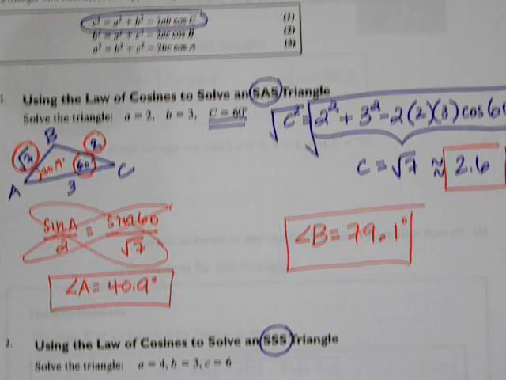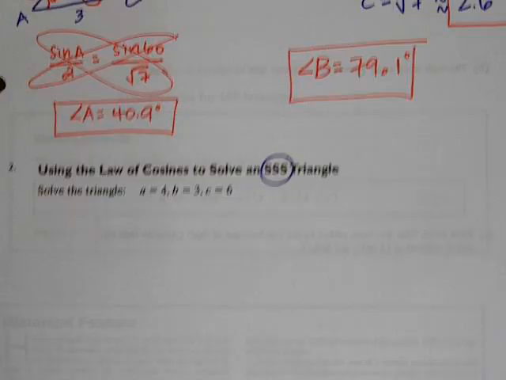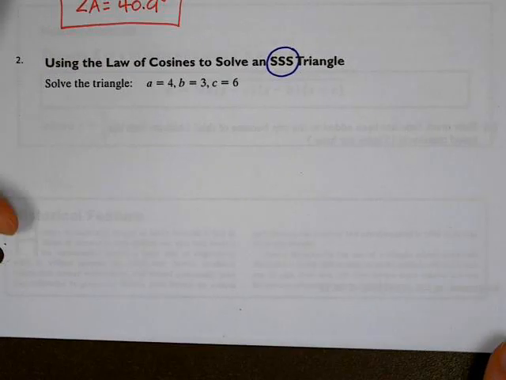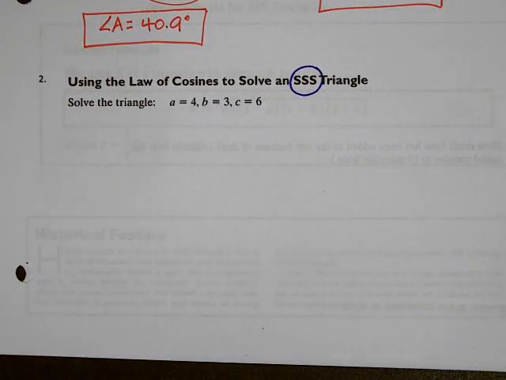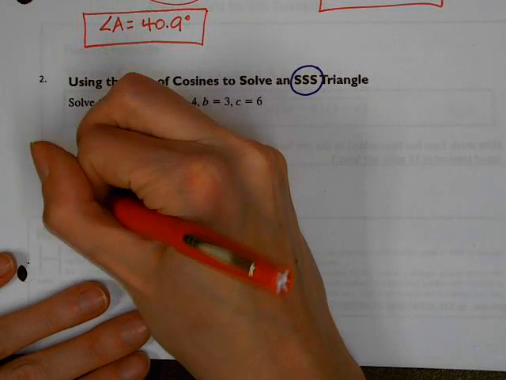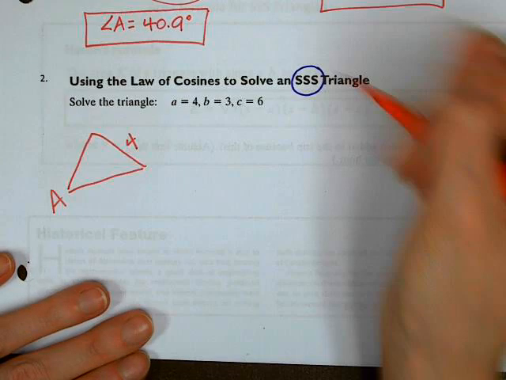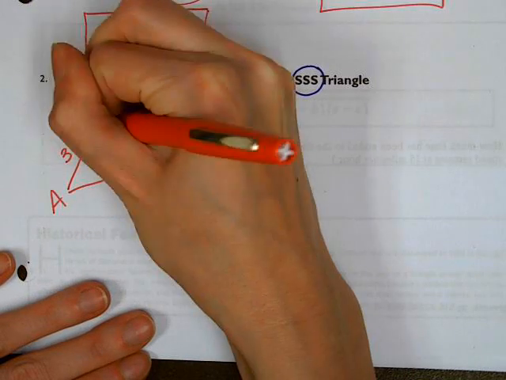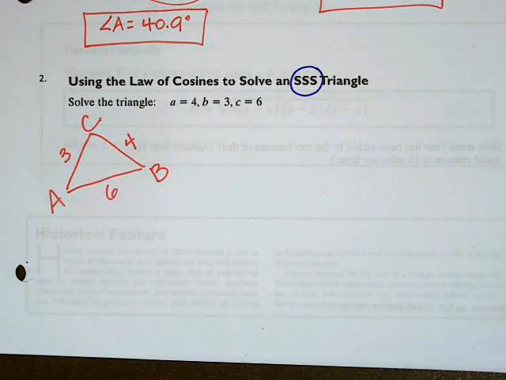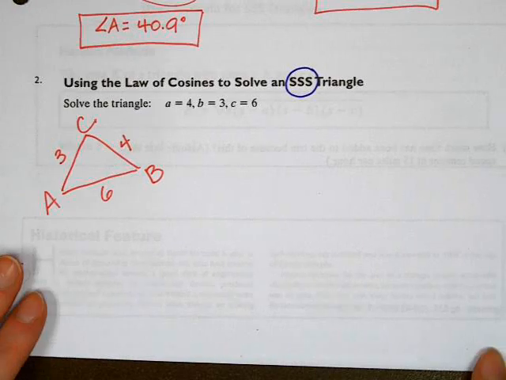Okay, let's try number 2. So use law of cosines to solve a side, side, side. Okay, so I'm going to draw a picture, and let's say A is 4, B is 3, and C is 6. And they want you to find all the extra stuff.